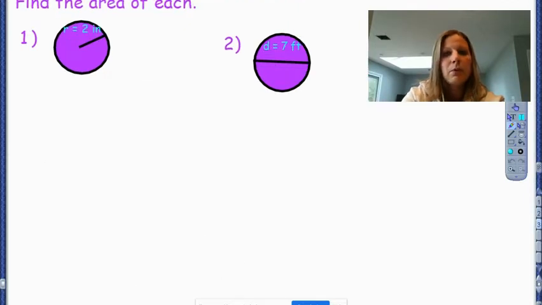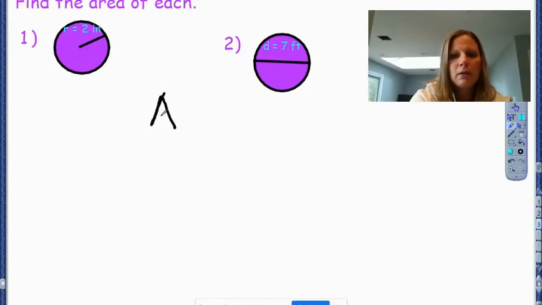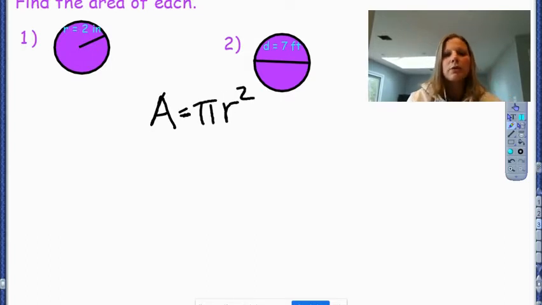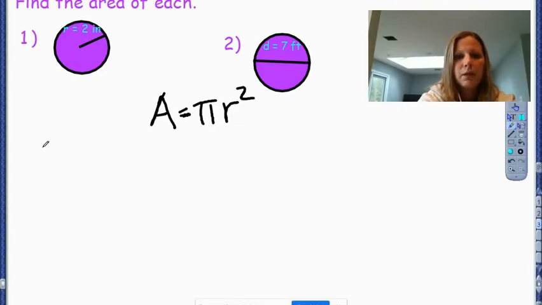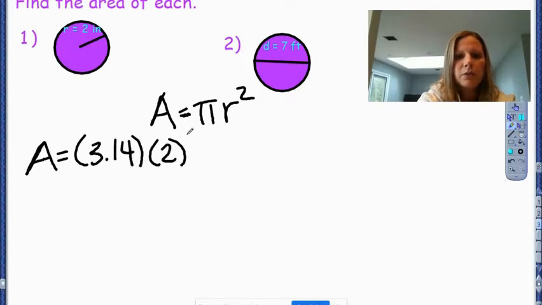Now, we're looking for the area. Area equals pi r squared. Notice that there's only one formula for area. So if you are not given the radius, you need to figure out what the radius is. For number 1, we are given that the radius is 2. A equals 3.14 times 2 to the power of 2.